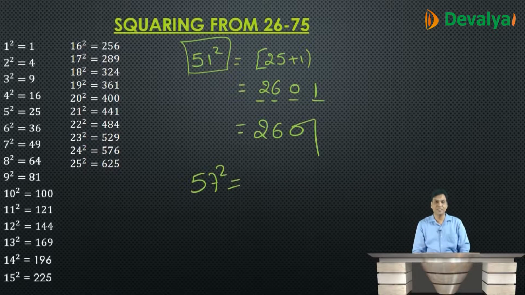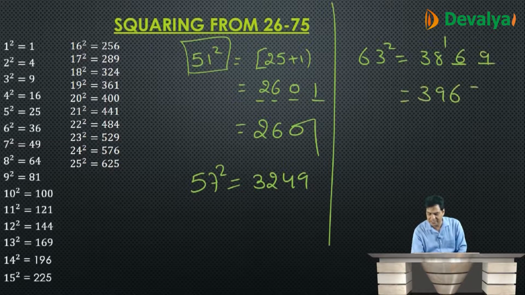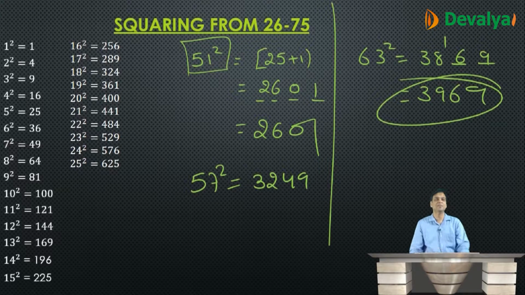So now calculate 57 square. What would be the 57 square? 25 plus 7 would be 32 and the square of 7 would be 49. So 3249. It's simple. So how does my mind work? If I am calculating 63 square, what am I going to do? Add 25 plus 13, that would be 38. After that, I know the square of 13 is 169. So I write down 69 and put 1 here. The answer is 3969. It's again simple.